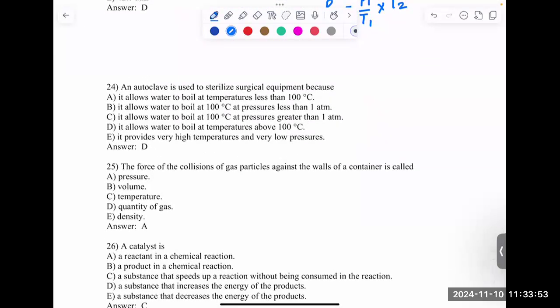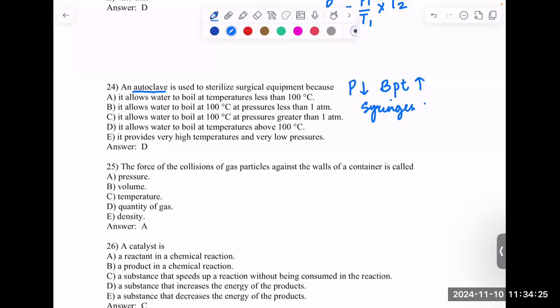Next is the theory again. An autoclave is used to sterilize surgical equipment, because autoclaves are where you put the syringes, right? Or any surgical equipment, at very high pressure. Autoclaves have very high pressure. And the reason why they want the pressure high is so that the boiling point of water increases. So the water should boil above 100 degrees centigrade.